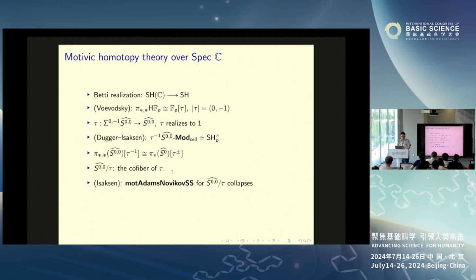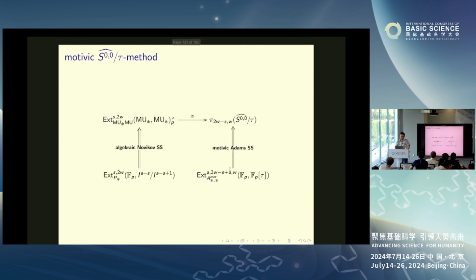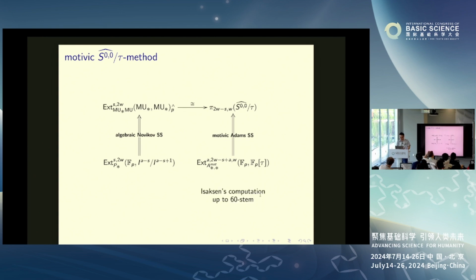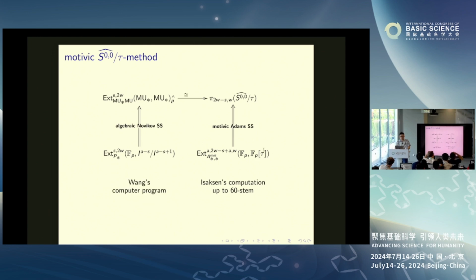But then there's another interesting story, which is when we mod out by tau. It turns out there is a spectral sequence for it that just collapses, and as a result, its bigraded motivic homotopy groups can be completely described in terms of homological algebra. The interesting thing here is that for these bigraded homotopy groups, there is another spectral sequence converging to it, which is highly non-trivial. There is a classical algebraic Novikov spectral sequence, which is also rather complicated and converges to these bigraded objects. So Isaksen computed the right-hand side up to around the 60 stem. My collaborator Guozhen Wang made a computer program and computed the left-hand side around the 45 stem.